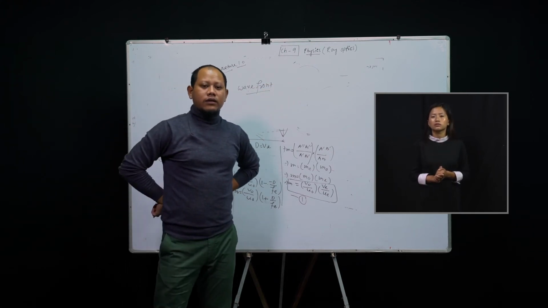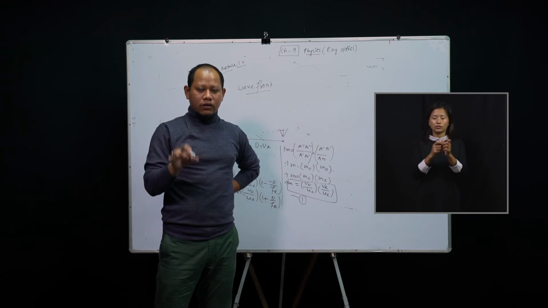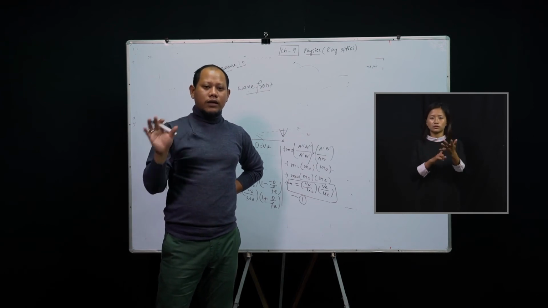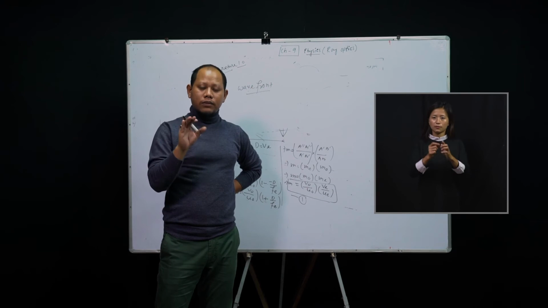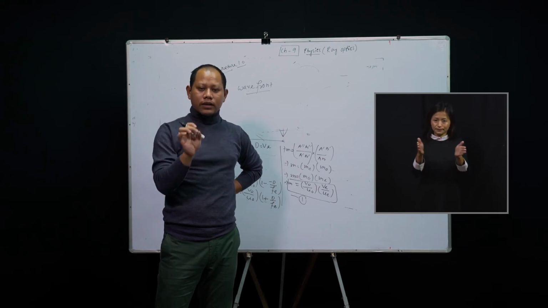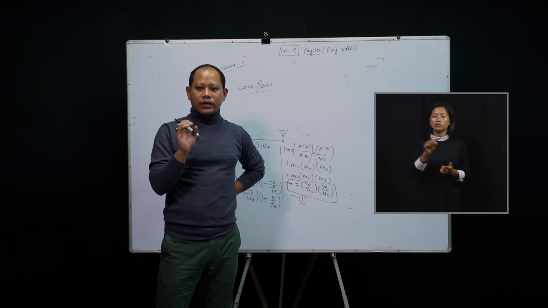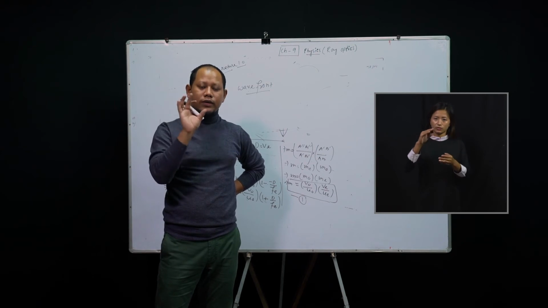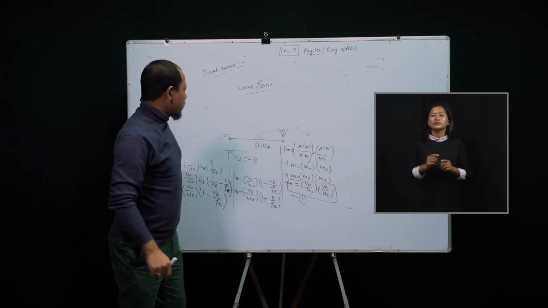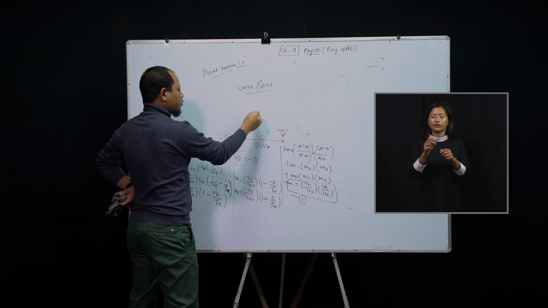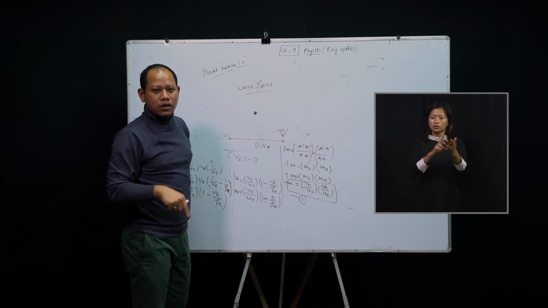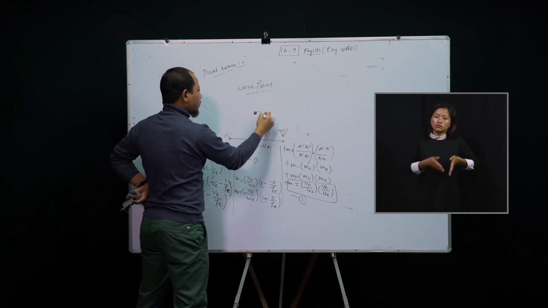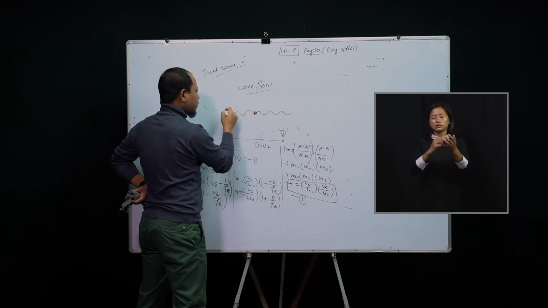A wavefront is the locus of all the particles of the medium which are vibrating in the same phase. Suppose this is a source, a point source of light. From here the waves emanate like this.